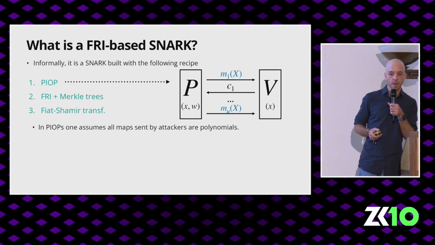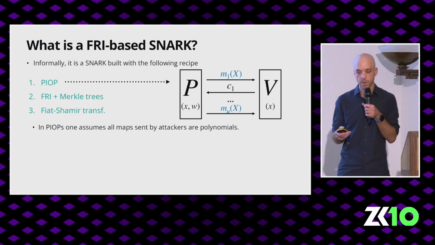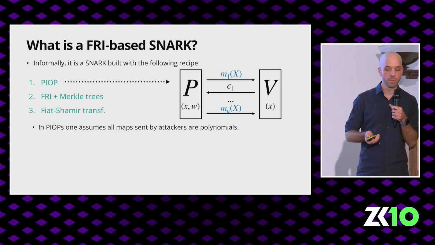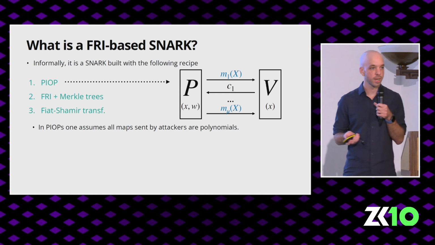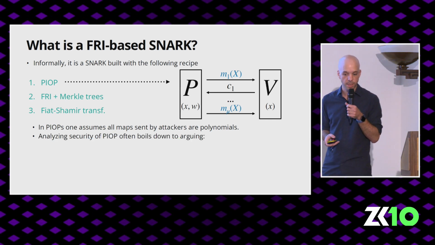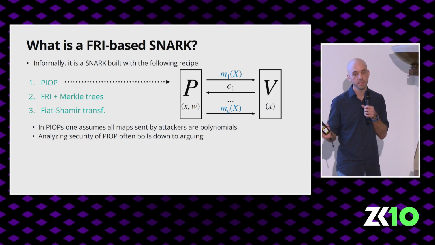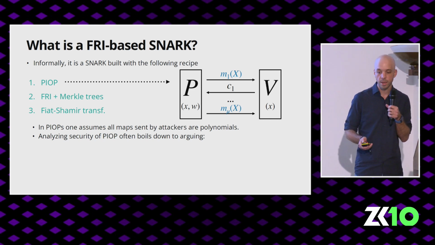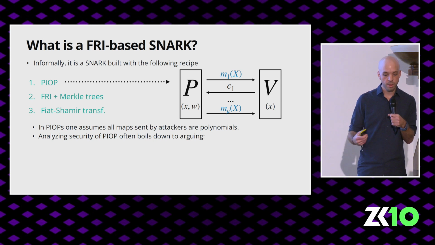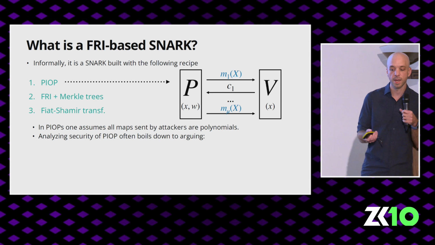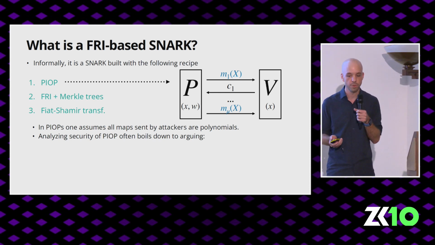A key point when one analyzes the security of PIOPs is that you assume that the maps that the prover sends are polynomials. This is a key assumption. You assume this, and then you prove that the PIOP is secure under this assumption. This is actually a very strong assumption, which makes the security analysis of PIOPs relatively easy, I would say.